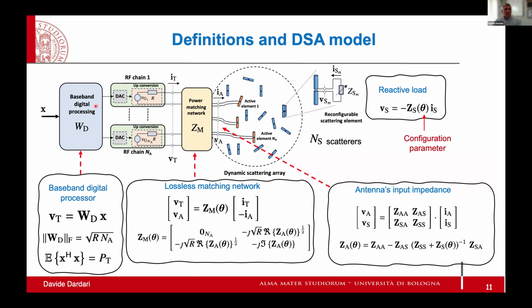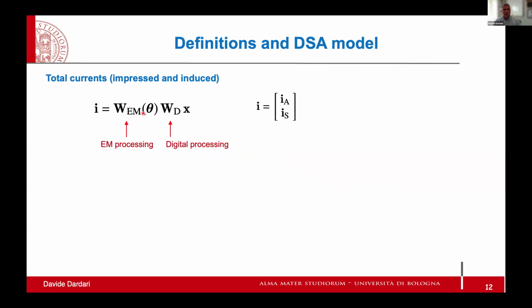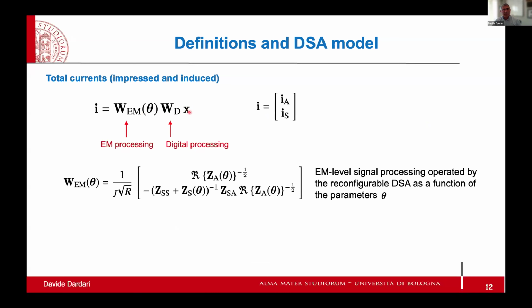And then finally, we have an optional baseband, which is the processing that can be modeled by this matrix, and this normalization has been put in order to have the transmitted power equal to the power of the vector x, as done typically in signal processing. Skipping the details, it is possible to derive a relationship between the input vector x and the total currents that flow both in the active and passive elements of the DSA. This is the expression: this term accounts for the electromagnetic processing, so we can tune the electromagnetic processing by setting proper values for this vector of parameters, and this is the digital processing, if any.